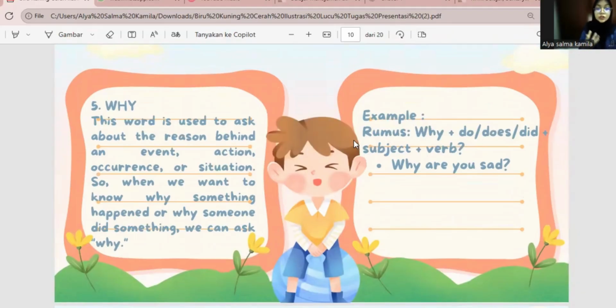Why is used to ask about the reason behind an event, action, occurrence, or situation. So, when we want to know why something happened or why someone did something, we can ask why. The formula is why plus do, does, did plus subject plus verb. Example, "Why are you sad?" We use why when we want to know the reason behind something. The answer usually begins with because. For example, because I failed the exam.